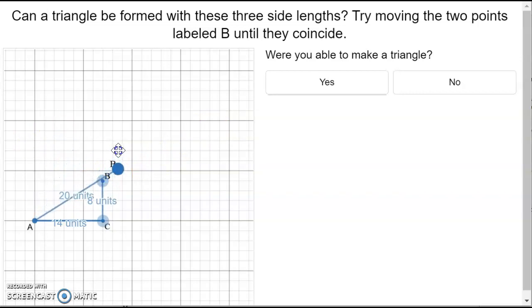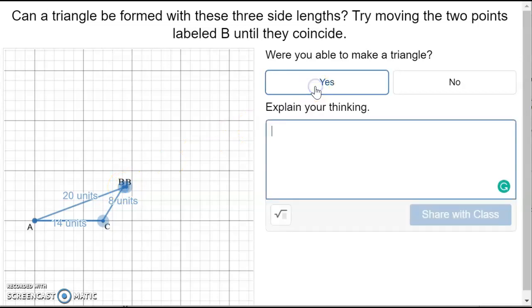Okay, so that's going too long. Let's see if I can move it. Okay, that's pretty close. So they are coinciding and I was able to form a triangle. So I am going to say yes.